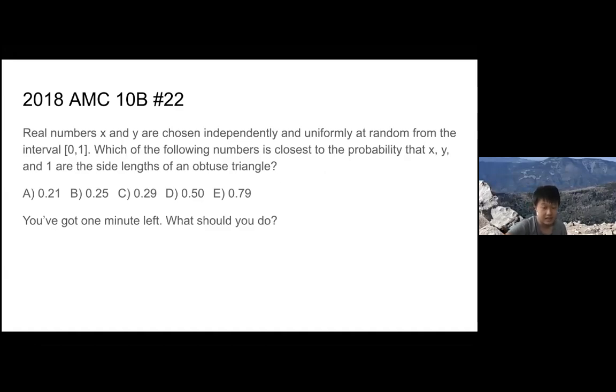Let's say you're taking a test and you have 1 minute left for this question. What should you guess, or should you leave it blank? And if you guess, which one would you guess? Anyone have any thoughts?